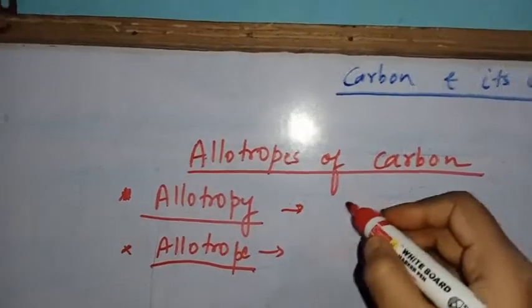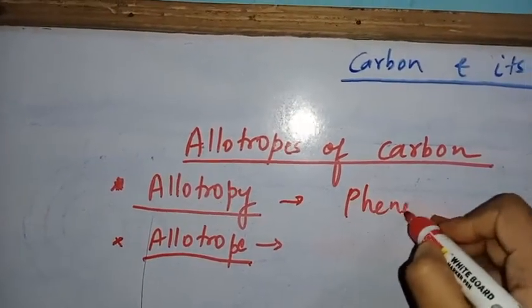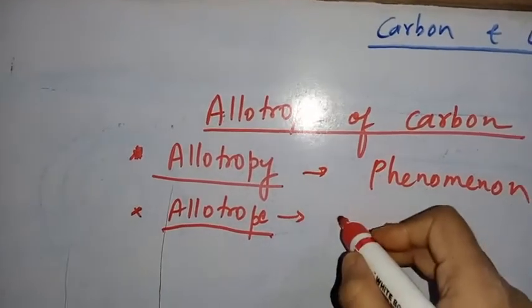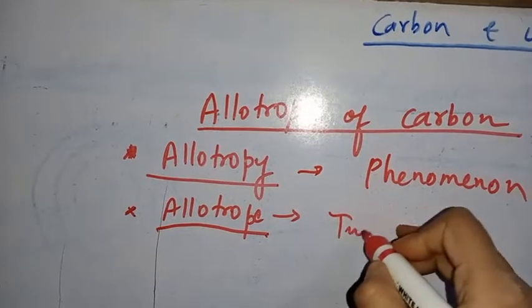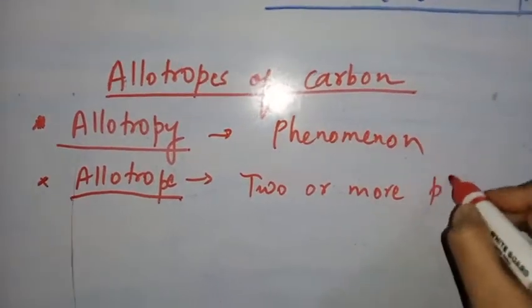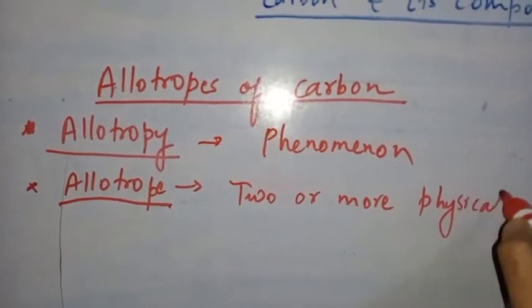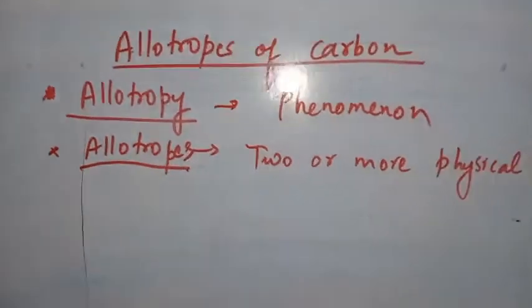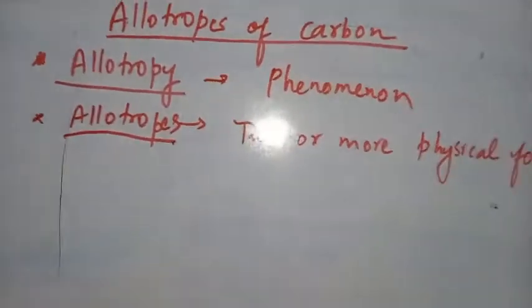So allotropy is a phenomenon, whereas allotrope is two or more physical forms in which an element exists.